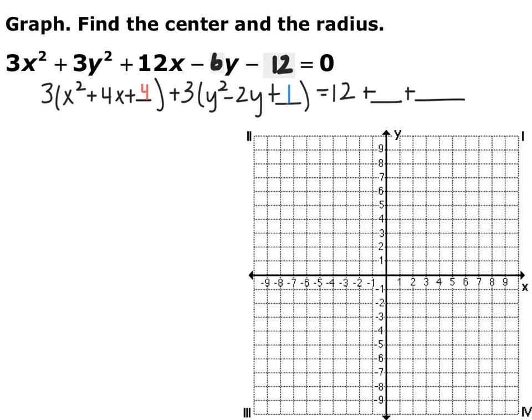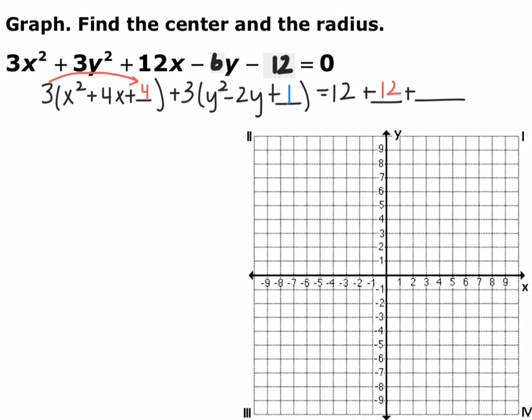So divide 4 by 2 and square it, you end up with 4. Divide 2 by 2 and square it, you end up with 1. But we didn't really add 4 right here. We really added 3 times 4 because we have this 3 on the outside. So what did we really add to this side of the equation? 3 times 4 is 12, so we really added a 12 to the left side, which means we really need to add a 12 to the right side. So you always have to be careful of that when you have that factor out in front.